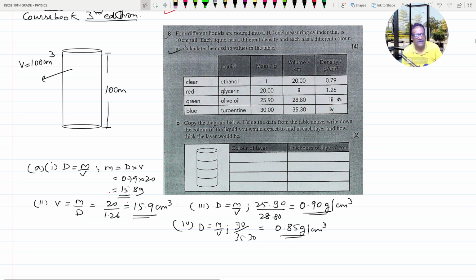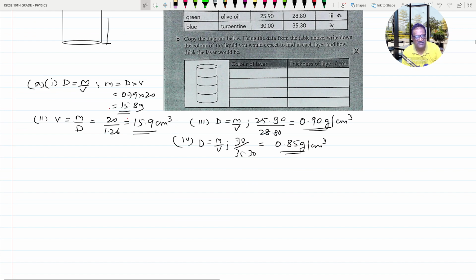Now the B part of the question is interesting. It says copy the diagram below using the data from the table above. Write down the color of the liquid you would expect to find in each layer and how thick the layer would be. So here you will have to see the layers in this measuring cylinder. Now, how will you decide the layers?